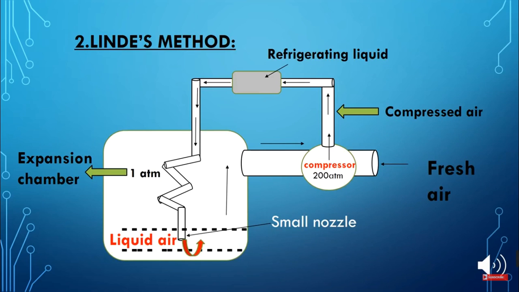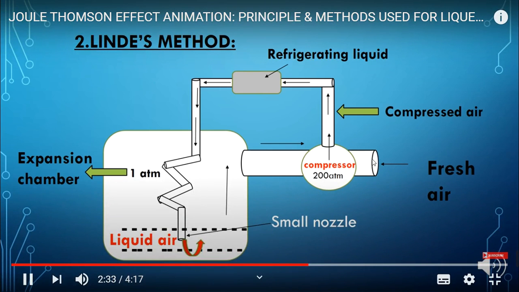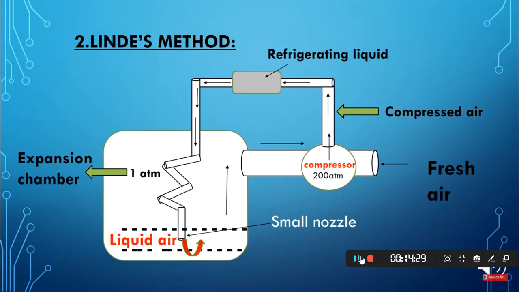The second important method for the liquefaction of gases is Linde's method. In this method, cooling is produced by free and sudden expansion of the compressed gas into a low pressure region through a small nozzle repeatedly. Thus, ultimately, they get liquefied. So basically, as you can see here in the diagram, the fresh air enters the compressor where the gas is highly compressed.